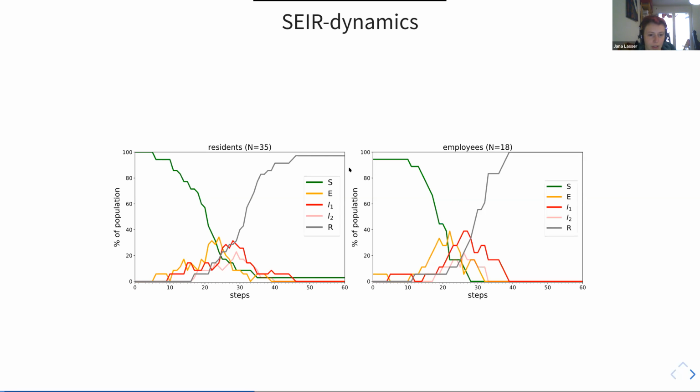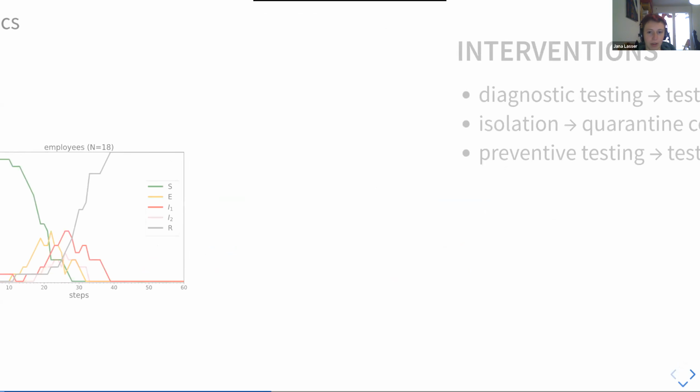This is to the left. You can see these curves for the residents, and to the right for the employees. It's basically the same. It's a bit rugged for the employees because there are fewer. Okay, now this is the basis of what happens if we do nothing.